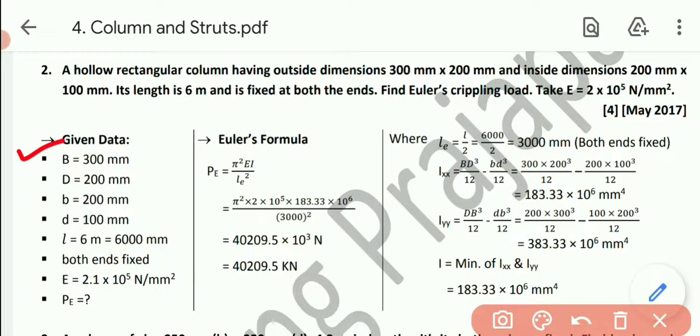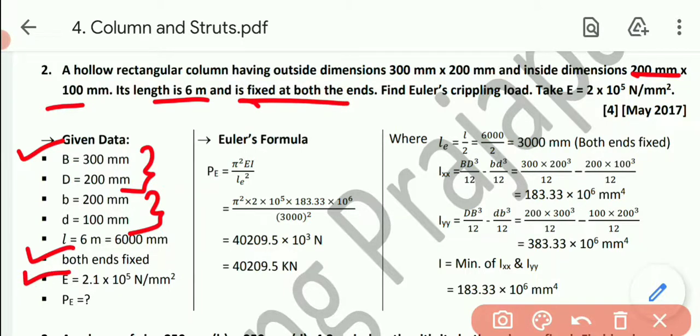Given data: outer dimension, that is 300 and 200 mm, inner dimension, that is 200 by 100 mm. Length is given to us, that is 6 meter, and conditions are given, both ends are fixed, and E, modulus of elasticity of steel, is given, that is 2 into 10 raised to 5. Over here one correction is there, it is 2 into 10 raised to 5, not 2.1 into 10 raised to 5. And we need to calculate P.